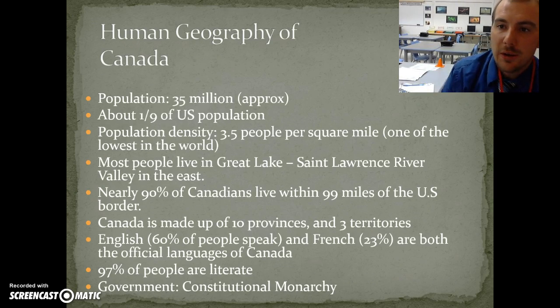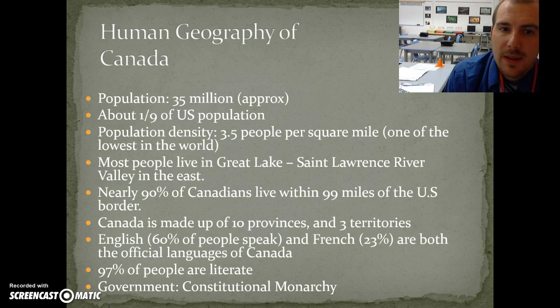All right, now we're going to talk about the human geography. So this is the people that live in Canada. There's about 35 million people that live in Canada. It's a very small country when we talk about population. It's only about 1/9 the size of the United States population.